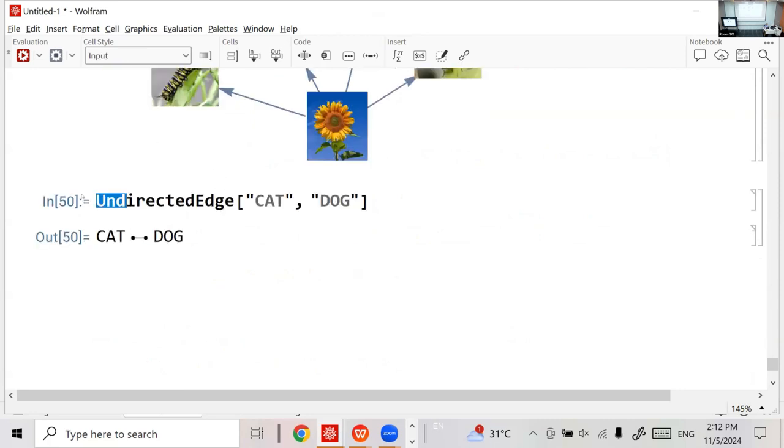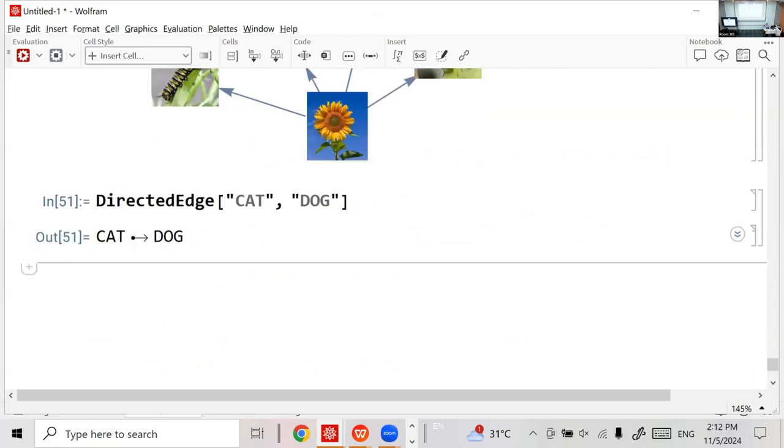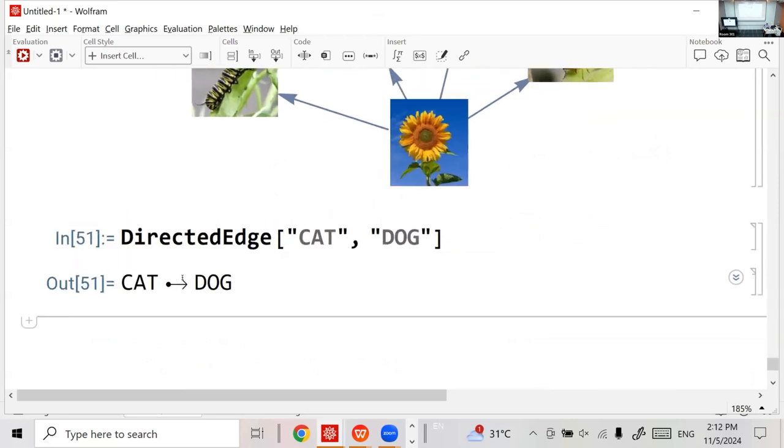What if I do this? Directed edge, cat to dog. You notice that there's a difference, right? There's an arrow there.